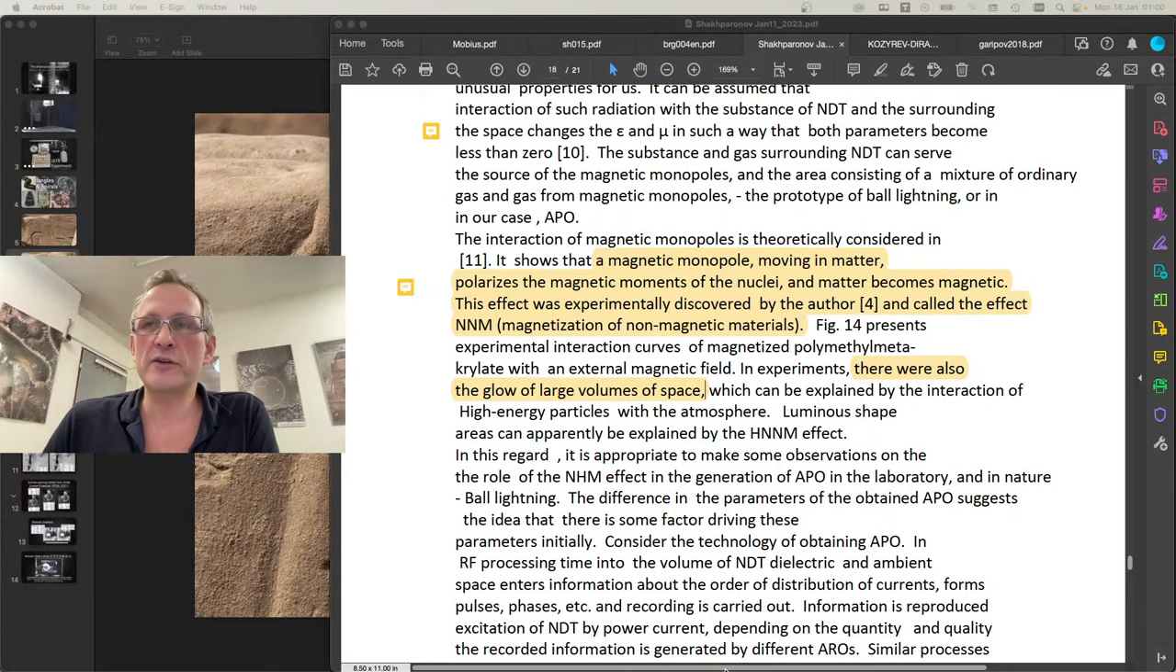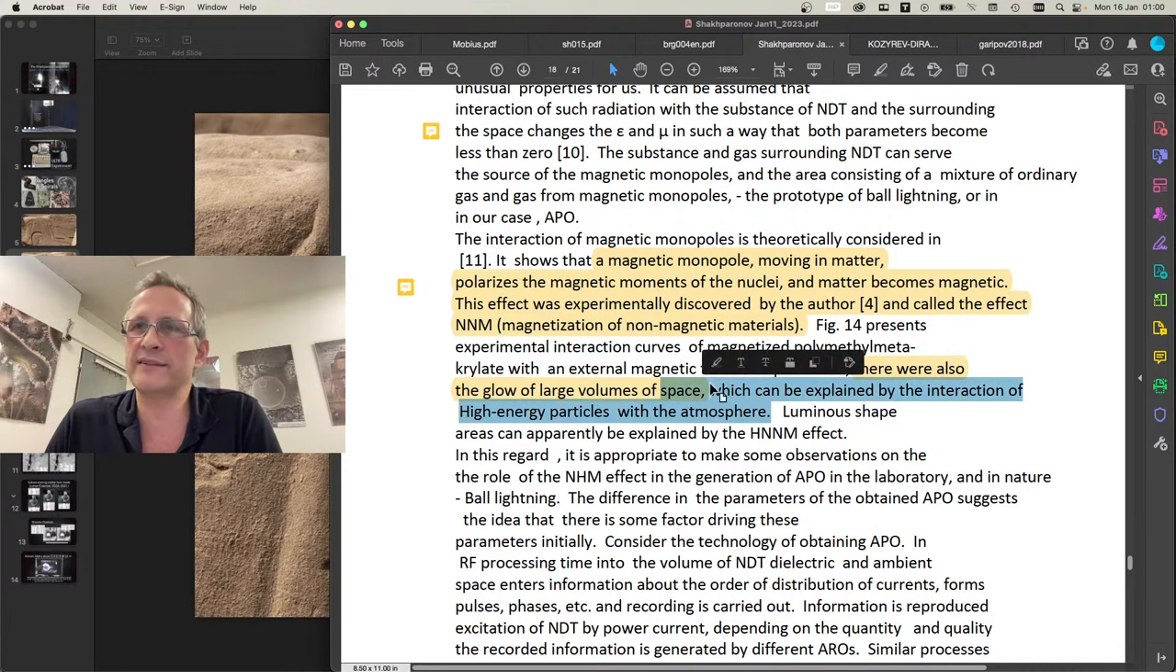Okay, and you can go and download the book as, I think it's less than £10 as a digital copy, and you will see that he talks about, and there are photos of these large volumes of space in John Hutchison's labs becoming glowing and so forth. So anyway, which can be explained by the interaction of high-energy particles with the atmosphere. Fair enough. Luminous shape areas can apparently be explained by this magnetization of non-magnetic materials effect.